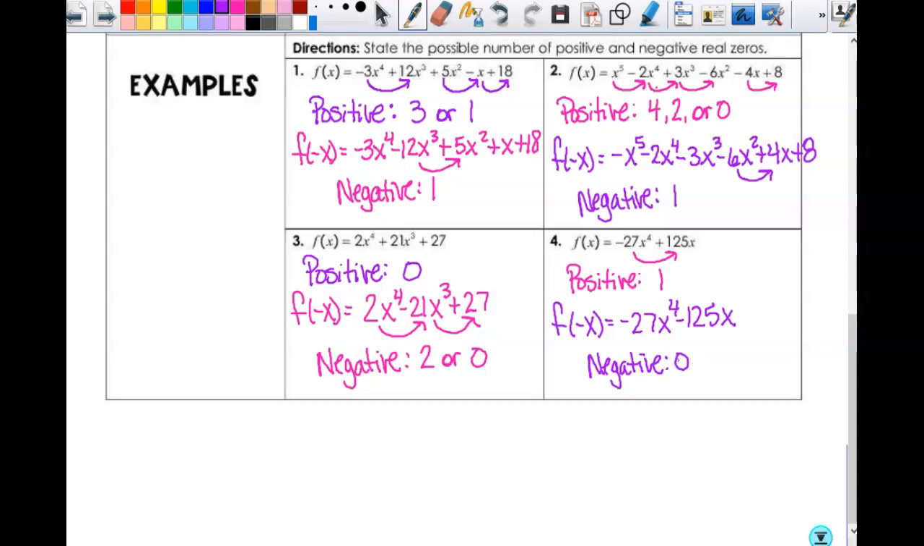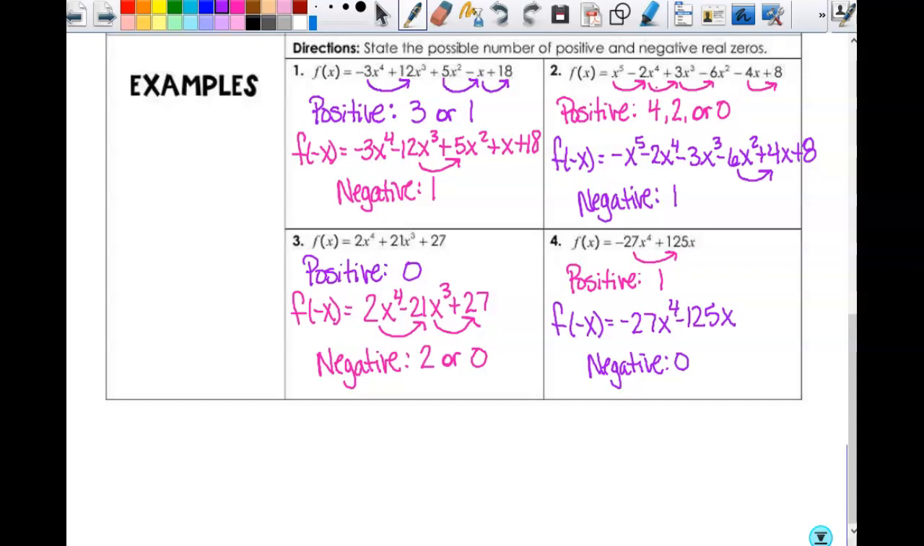Okay, so on this one, there's just one change for the positive. So there's just 1. So we know we have 1. And then for the negative, there's no change at all. So even though this has a degree of 4, there's only one possible real zero here. It's positive.